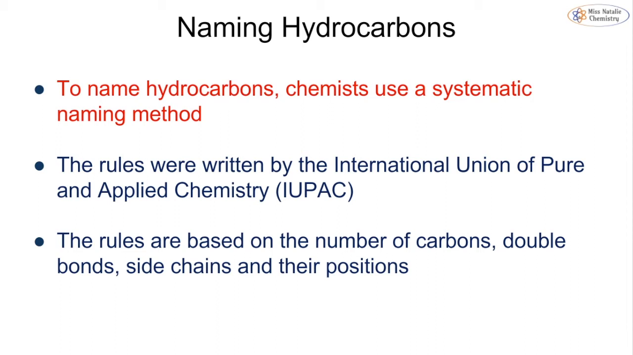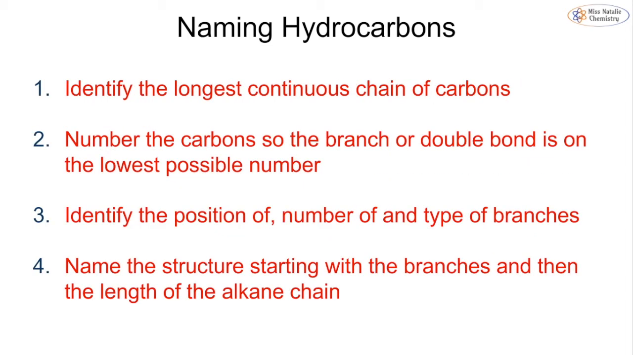And to name a hydrocarbon, we use something known as the systematic naming method. And the rules for this were developed by the International Union of Pure and Applied Chemistry, or IUPAC. And the rules are very simple, and if you follow the steps each and every time, you will get the correct answer. And they are based on the number of carbons in the molecule, whether or not there are double bonds, what the side chains are, and where the side chains are located. So this is how you do it.